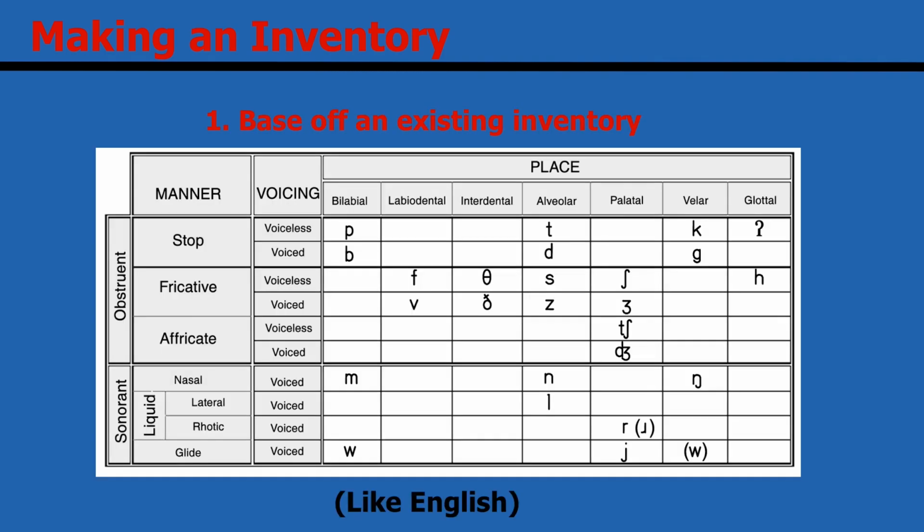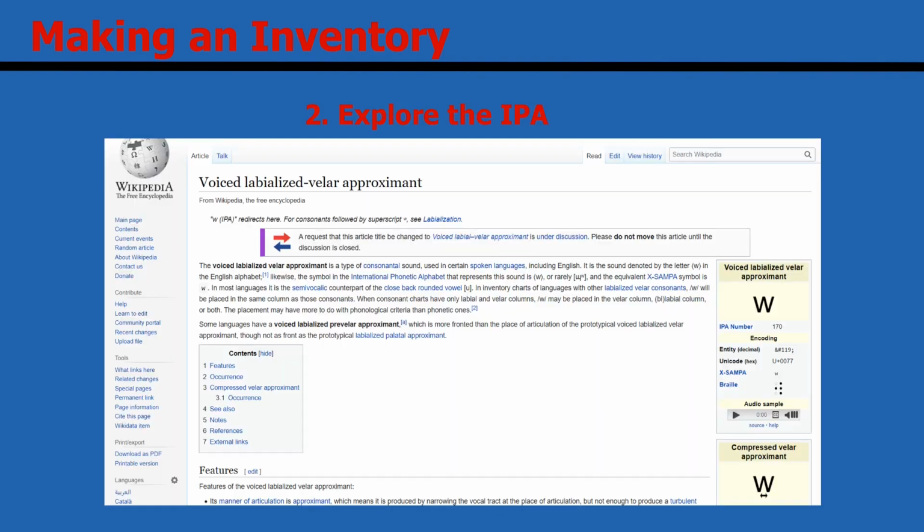First of all, I would advise basing your sound inventory off an existing language's inventory, at least for your first conlang. Next, explore the IPA and see what sounds you want to use. Wikipedia is a good source for this, as it contains audio files for almost every sound in the IPA.